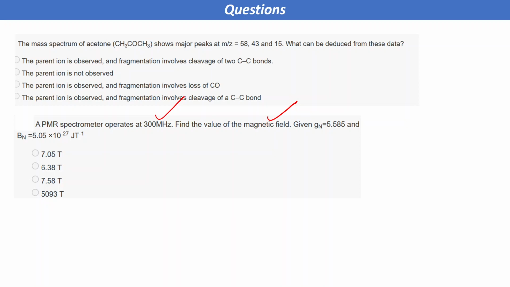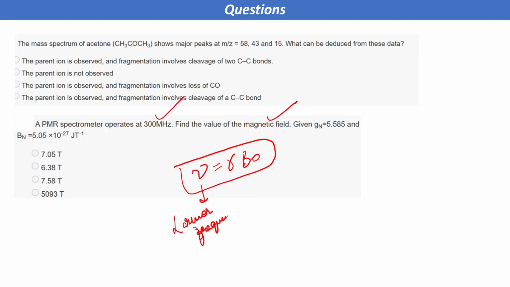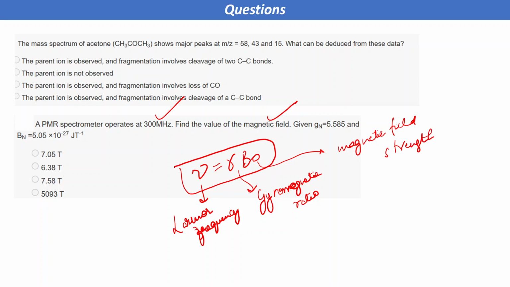So you know this formula, like we discussed, that frequency is equal to gamma by 2 pi times B naught. This is your frequency. Gamma was your gyromagnetic ratio. And what was B naught? B naught was your magnetic field strength. Now you have to calculate the value of B naught. So B naught will be frequency by gamma.